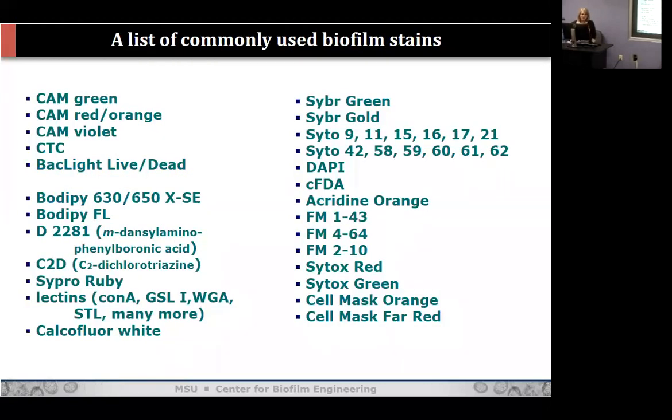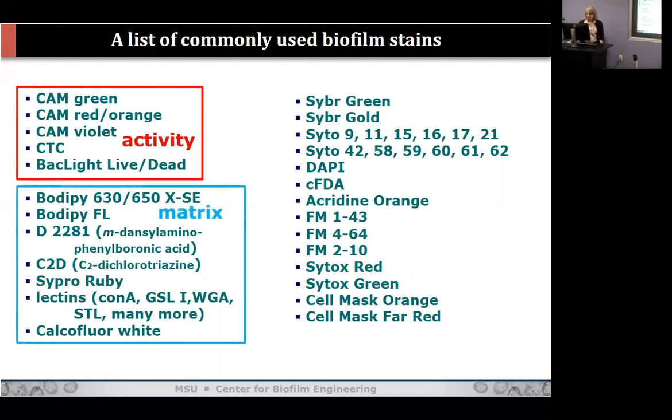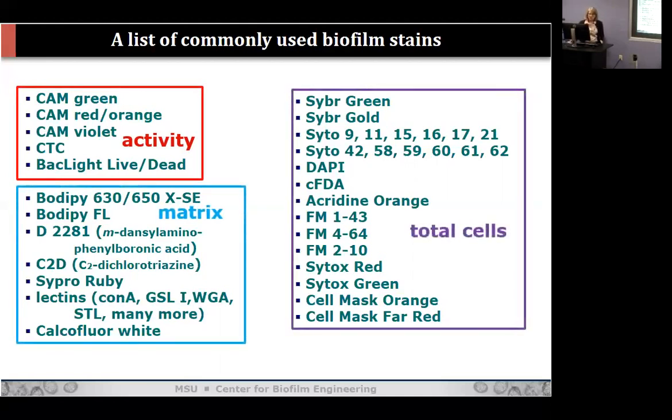With these lasers, those are pretty standard. Most dye and stain manufacturers actually produce dyes and stains with those lasers in mind, like the Alexa Fluor series, Alexa Fluor 488, Alexa Fluor 633. So we're good on lasers. You just have to find the right fluorescent probe for your sample. These are some of our favorites, not a complete list at all, but some of the dyes that we routinely use and what they bind to, what they show us. Activity, matrix components, total cells.